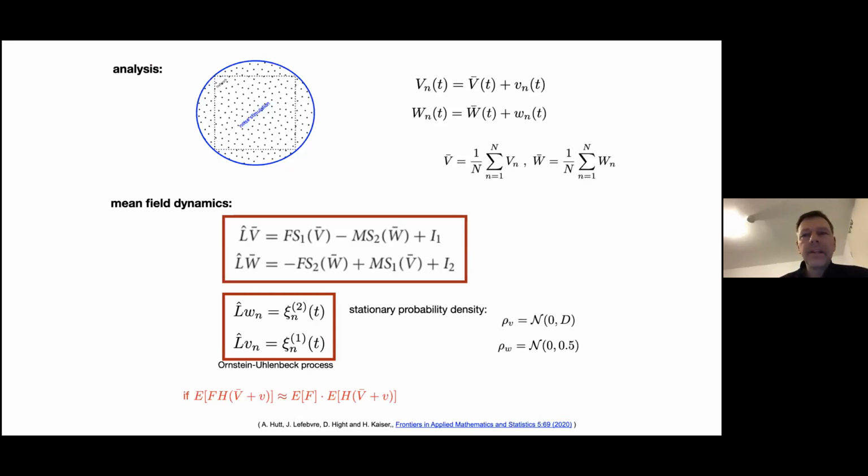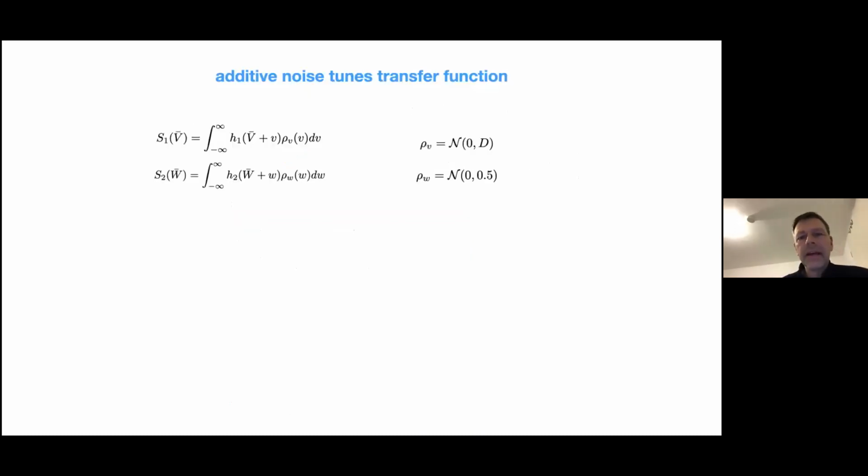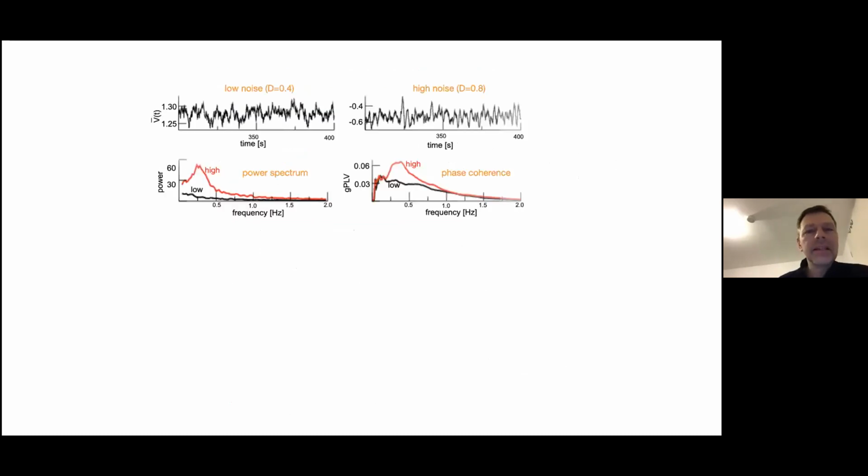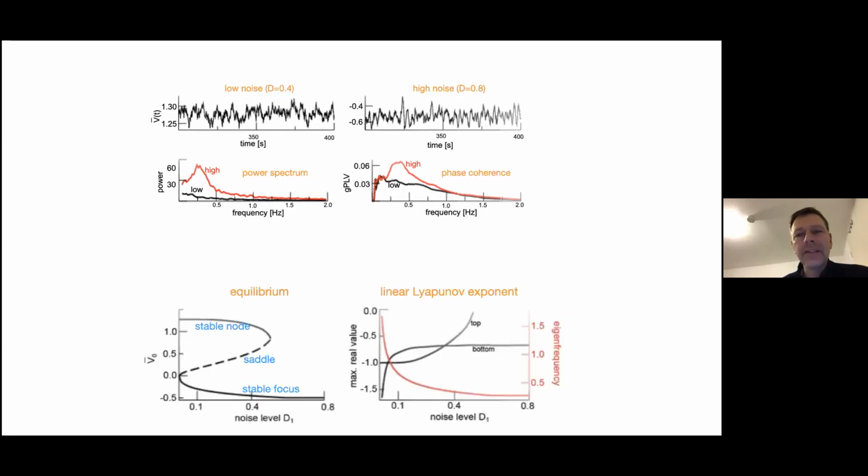And in addition, we have fluctuations around these mean fields. And these follow an Ornstein-Uhlenbeck process. So we found this, and at the end, we can describe analytically what's going on. The transfer function that we have here, again, is shaped by the additive noise. So at the end, what we see is that for low noise level, we have a flat spectrum, no oscillatory peak in the power spectrum. But for high noise level, we have a strong peak in the mean field, and we have strong phase coherence.